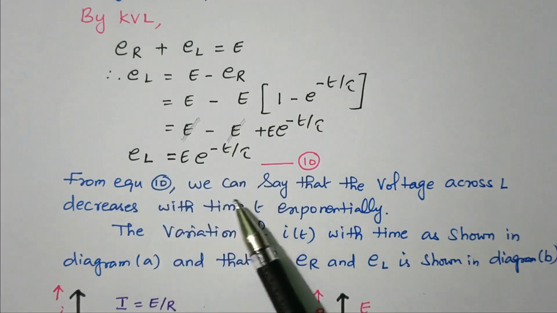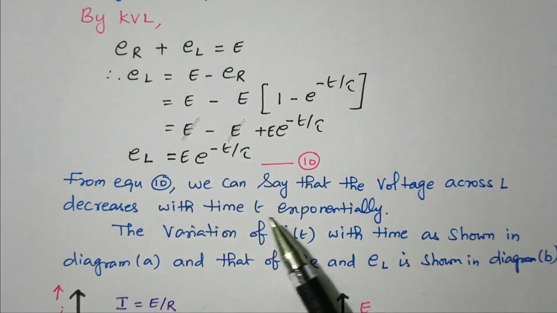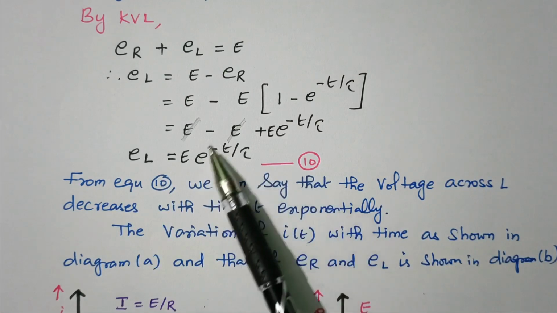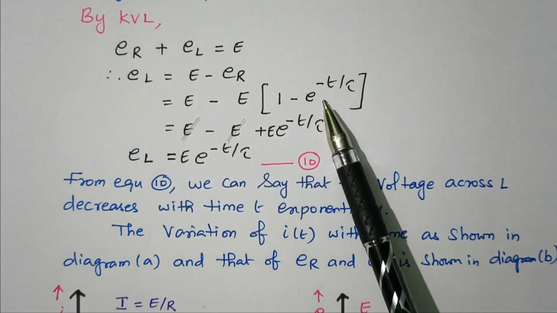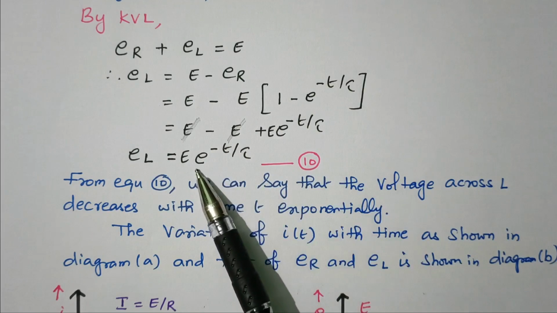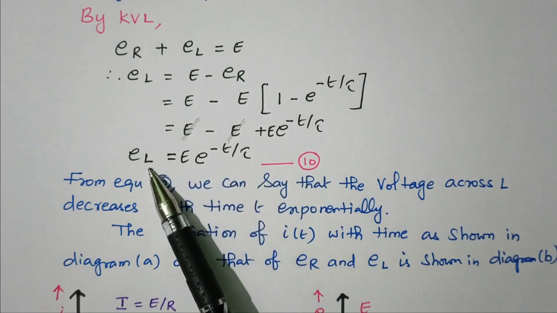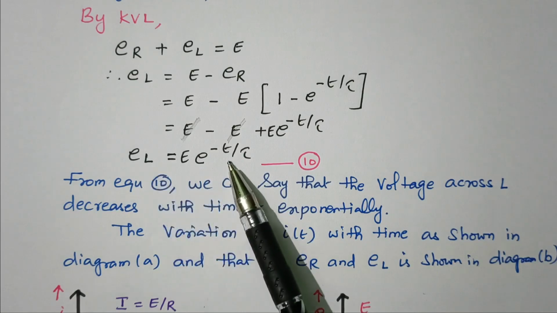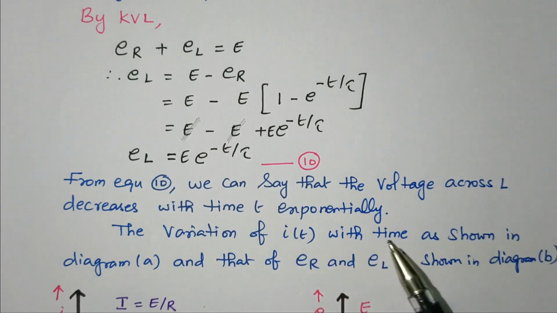From equation 10, we can say that the voltage across L decreases with the time t exponentially. Already told this is the decreasing part. Previously we had 1 minus e power minus t by tau, so that was increasing because of the 1 minus. But here the 1 minus is not available, only this term is available, so it is decreasing. Voltage across the inductor decreases when the time increases. Right. So this variation of I of t is shown in the diagram. Similarly, ER and EL are also shown in the next diagram.